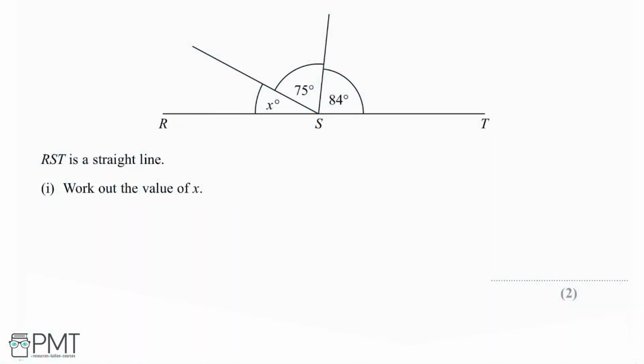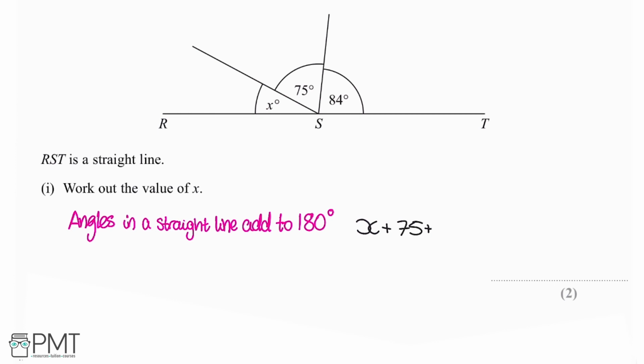RST is a straight line. And in part 1, we need to work out the value of x. So to do this question, we need to remember that angles in a straight line add to 180 degrees. So looking up at our little diagram, we can see that would mean if we add x, 75 and 84, that would equal 180. So I can write that out as an equation down here. We're going to have x plus 75 plus 84 is 180.